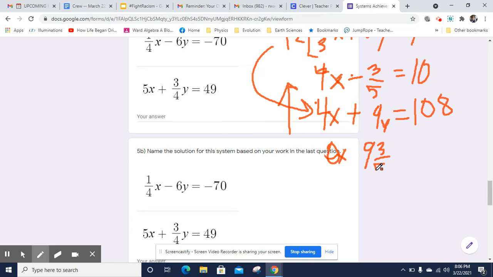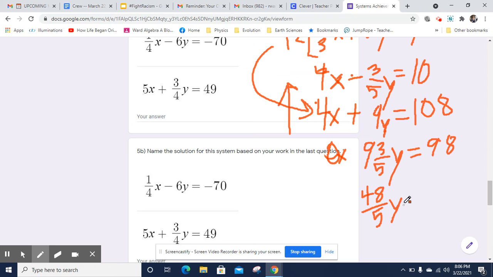96y minus negative 3/5 y is going to be 96 and 3/5 y. I forgot to write the y in there. It'll be important to turn that into an improper fraction. And then 108 minus 10 is going to be 98. All right, 96 and 3/5: 5 times 96 is 480, plus 3 is 483, so that's 483 over 5y.